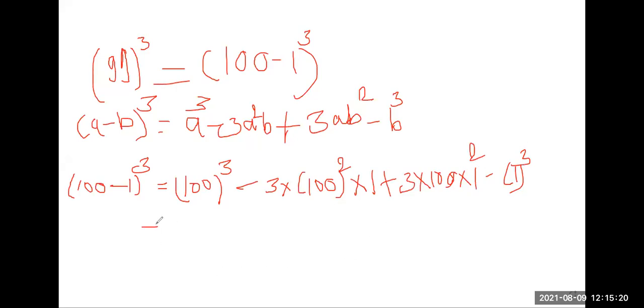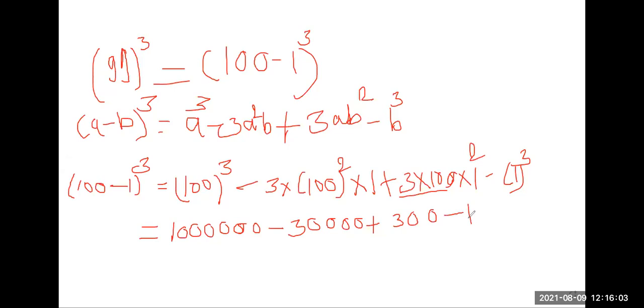Now I told you one method where zeros are coming. 100 has two zeros, and 2 threes are 6, so you have to write 6 zeros in front of 1, because 1 cube is 1 only. Here, 100 square is 10,000, into 3 is 30,000. Then 3 into 100 is 300, into 1 square, as it is 300, minus 1 cube.